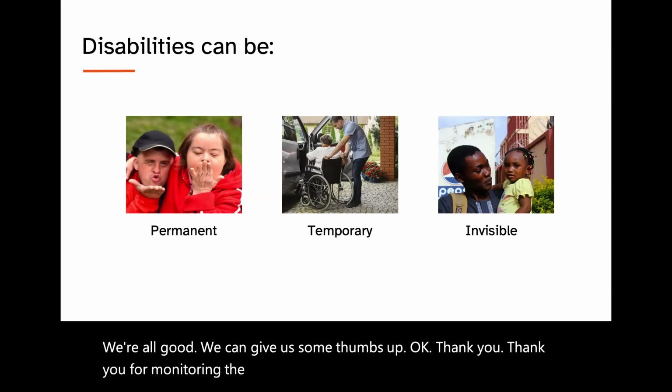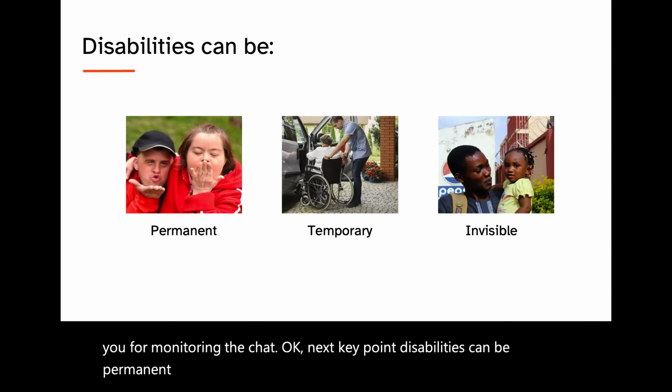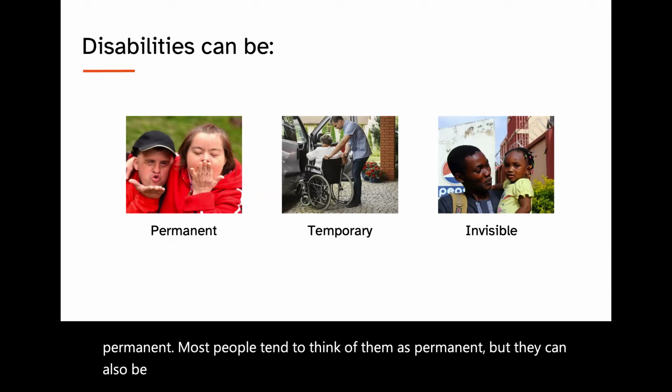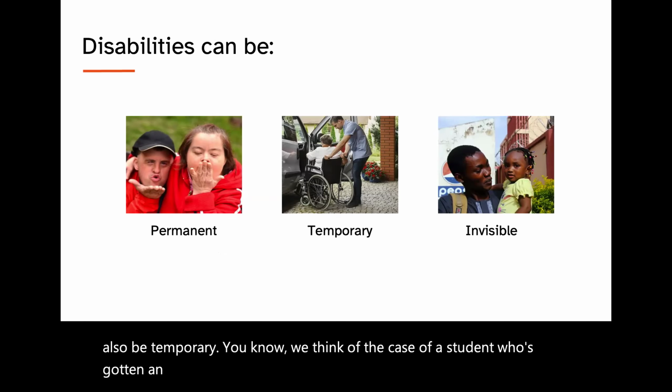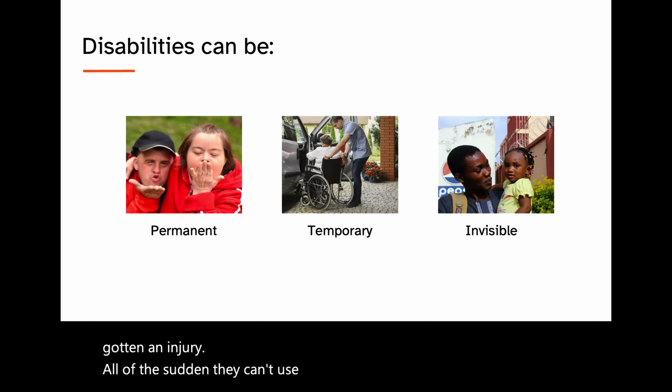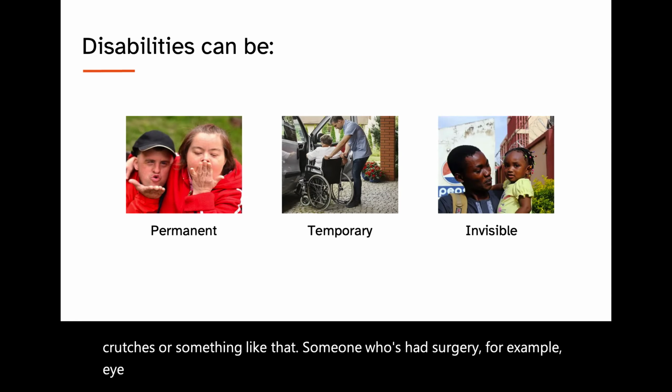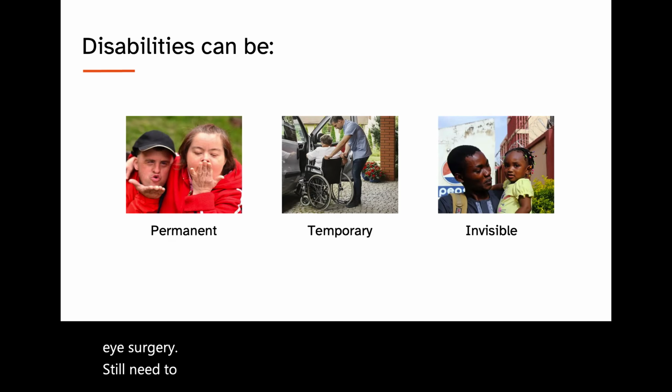Okay, next key point. Disabilities can be permanent. Most people tend to think of them as permanent, but they can also be temporary. Think of the case of a student who's gotten an injury. All of a sudden, they can't use their hand, or they're having to use crutches or something like that. Someone who's had surgery, for example, eye surgery, still need to get their work done.